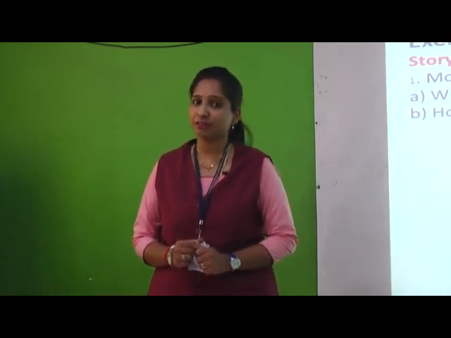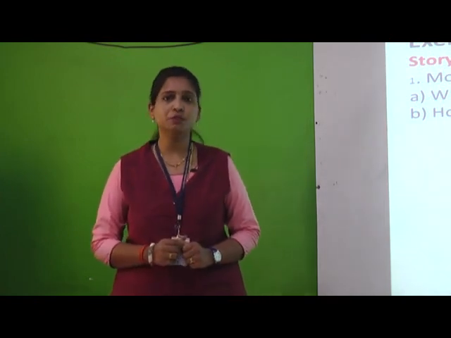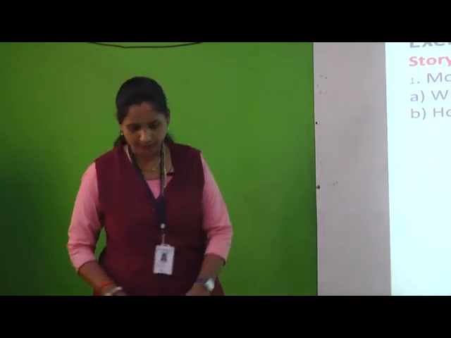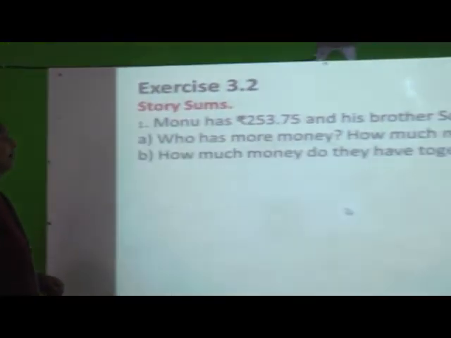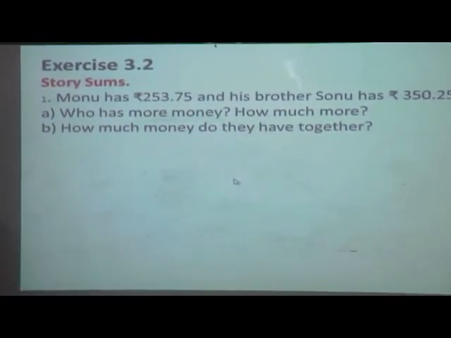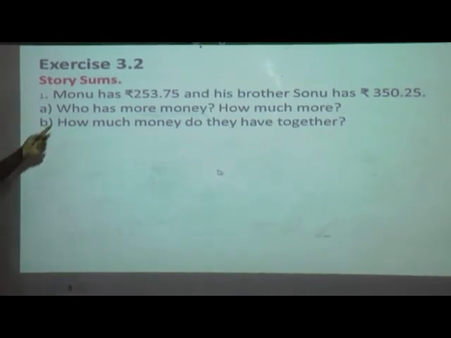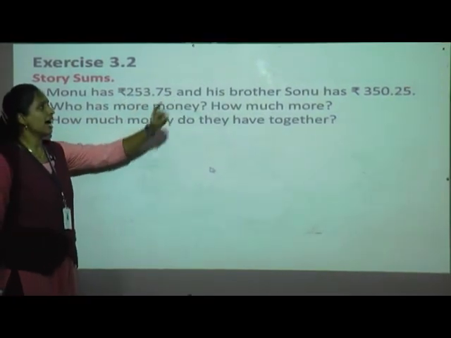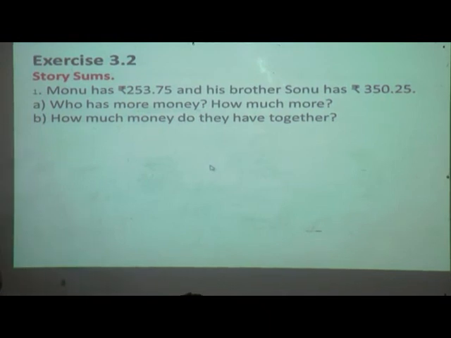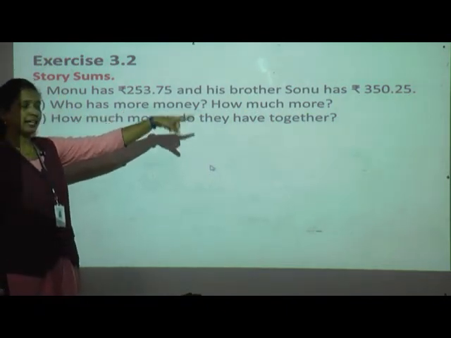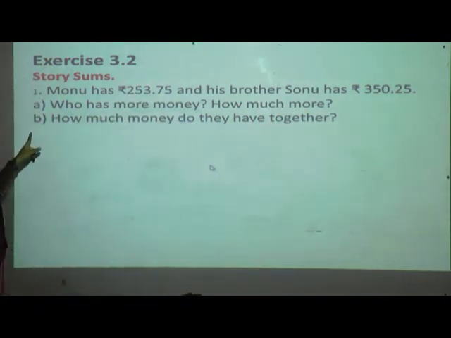So today we are going to start our exercise 3.2 story sums. So we will solve. See, what is the first story sum? Monu has rupees 253.75 paisa and his brother Sonu has rupees 350.25 paisa. Now the question is: who has more money and how much more? And the second question, B: how much money do they have together?